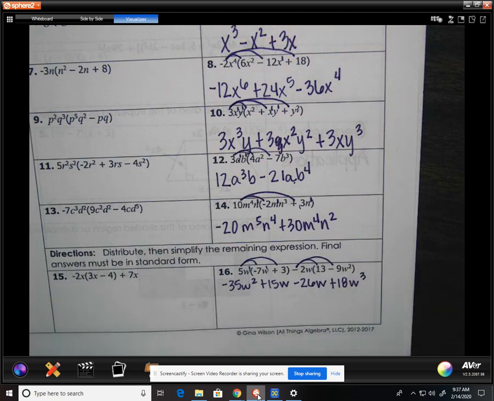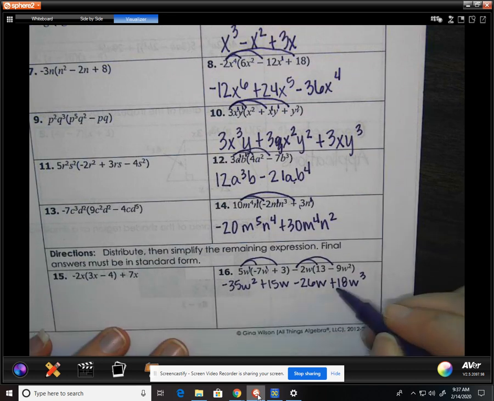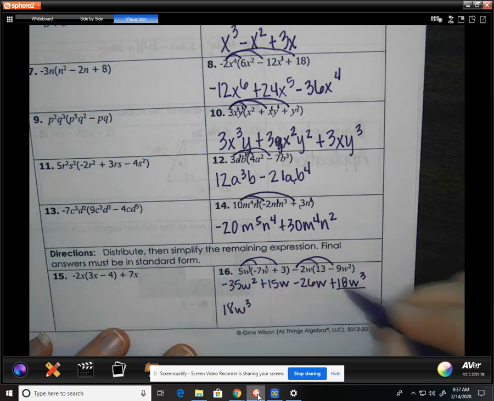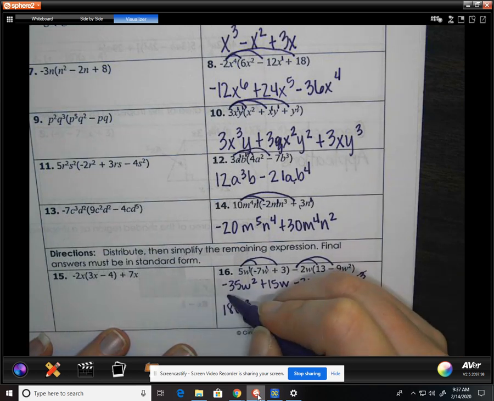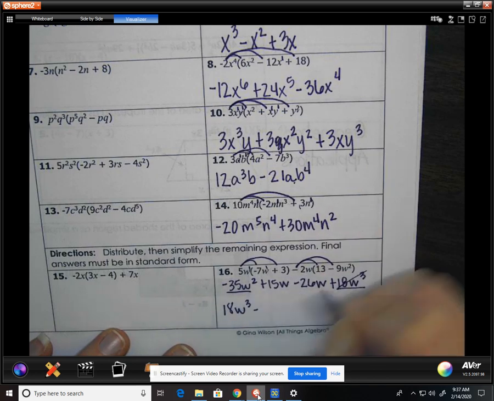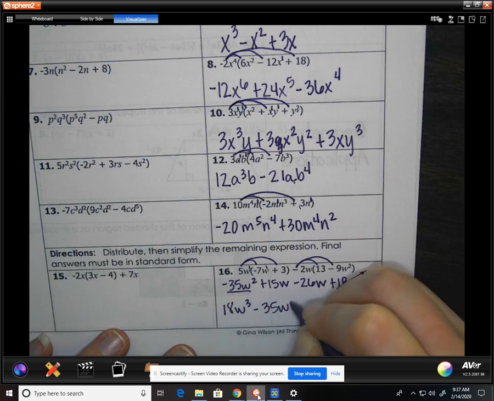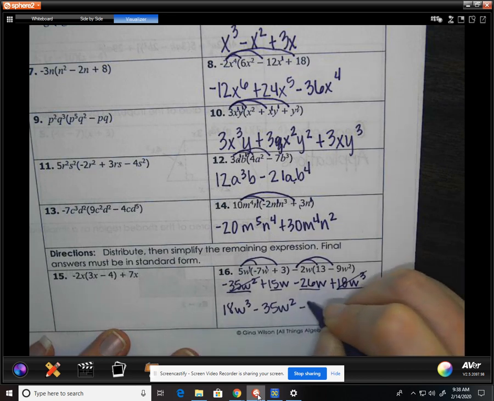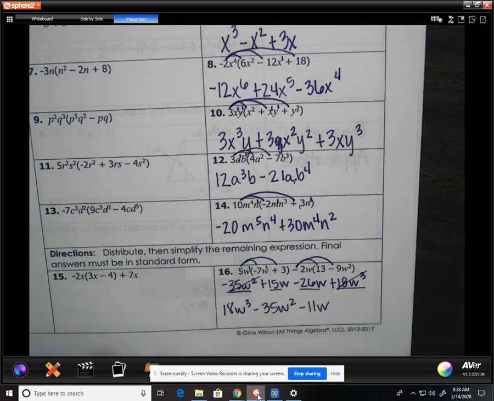So now when I write this in standard form, I have to start with my biggest exponent. And the biggest exponent that I see is the 18W3. So I'm going to write that, and then I don't need this piece anymore. The next biggest exponent that I see is this negative 35W squared, and there's no other squared, so I'm just going to bring that piece down. And then I don't need it anymore. And then I have a 15W and a negative 26W. So when I add those, that gives me a negative 11, and I keep W.